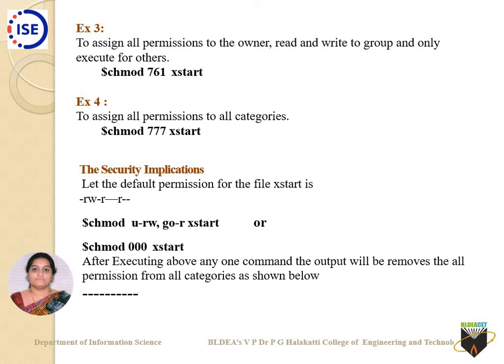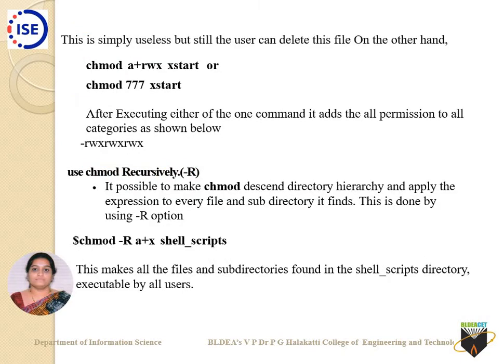If I use the command chmod 000 xstat for this particular file called xstat, what will happen now? There are no permissions at all. That's nothing but no read, write or execute permission to this file called xstat, which means it is equal to a hidden file. Now similarly 777, as I said, all the file permissions are given to all.